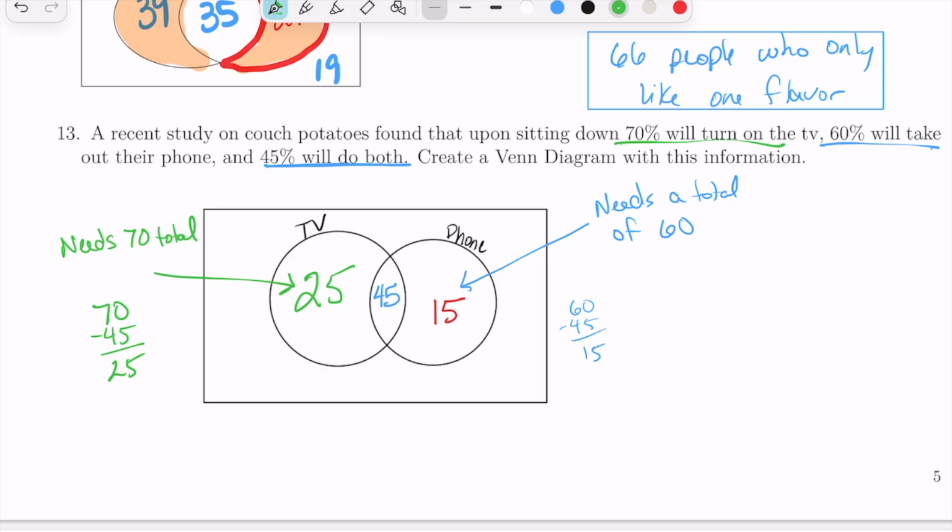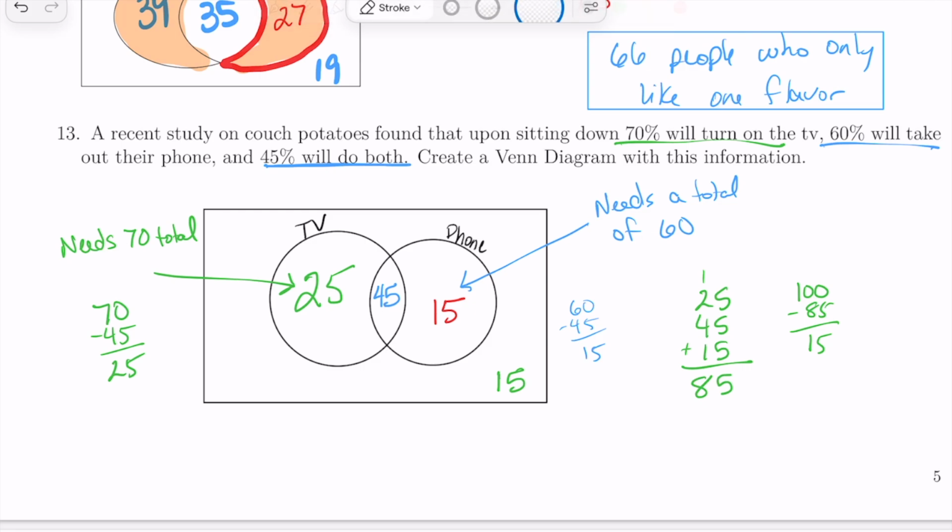Now, if I look at what I have, 25, 45, and 15, if I add all those up, I get 85%, and a percent's out of 100, so I'll go ahead and subtract that to get the rest. This would be the part that's out here in the universe. This would be 15%.